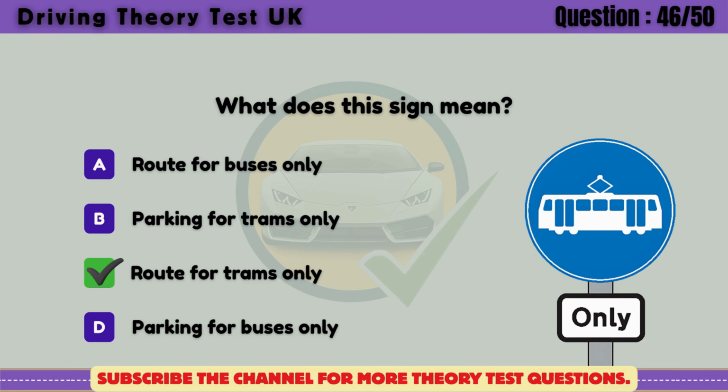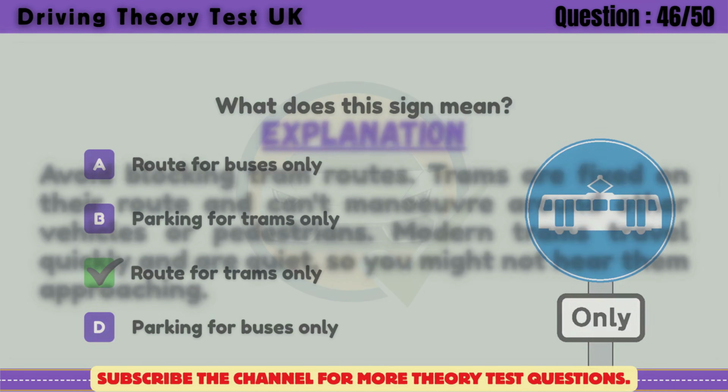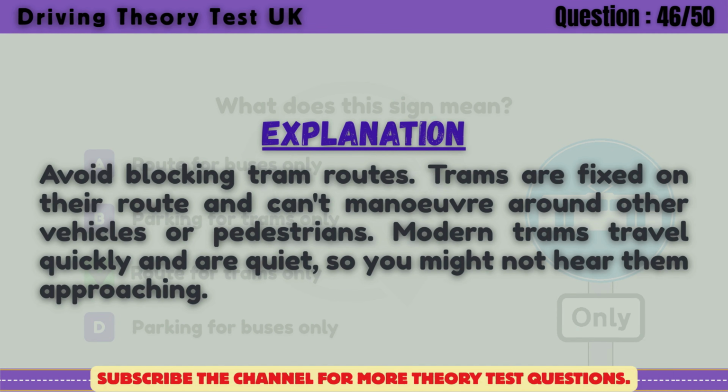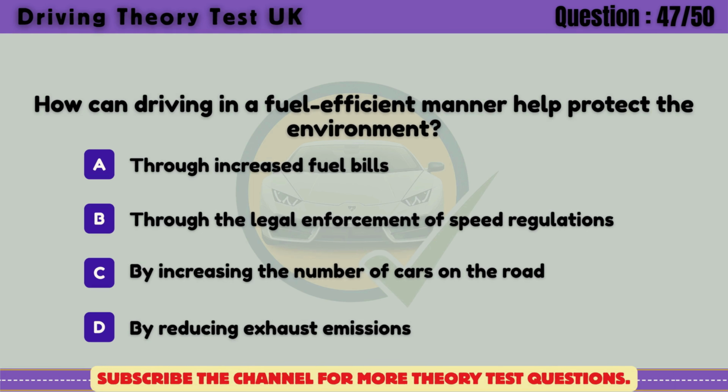Answer is C. Route for trams only. Avoid blocking tram routes. Trams are fixed on their route and can't maneuver around other vehicles or pedestrians. Modern trams travel quickly and are quiet, so you might not hear them approaching. Question 47. How can driving in a fuel-efficient manner help protect the environment?